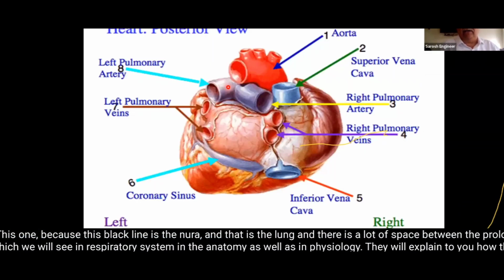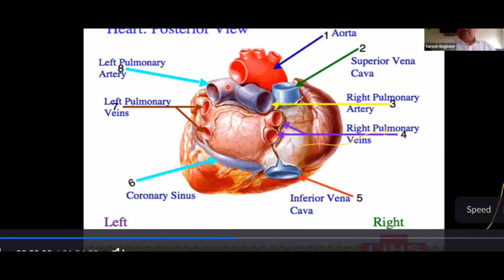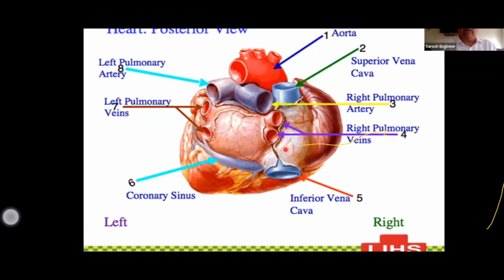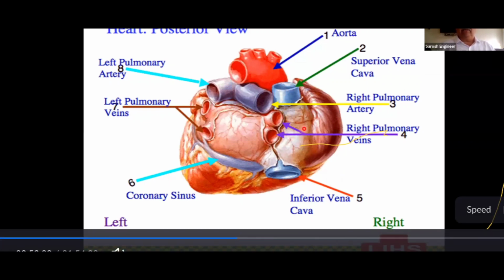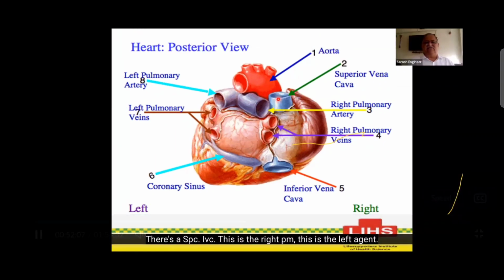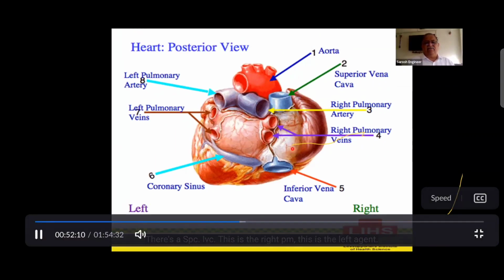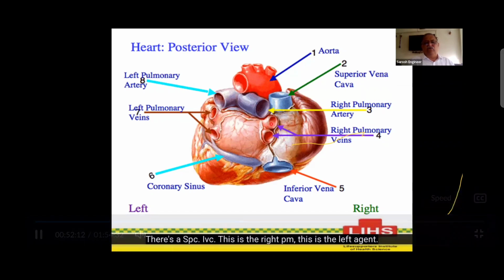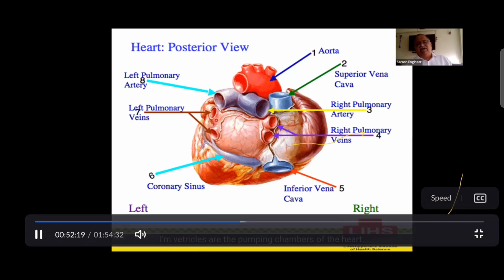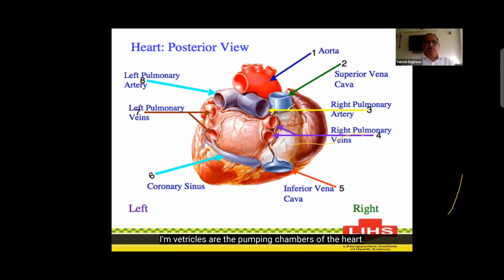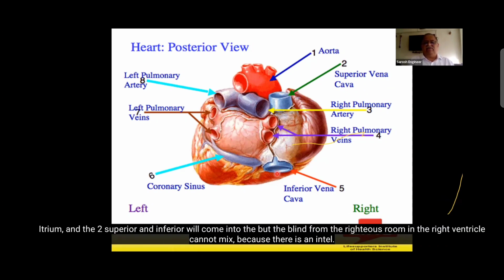This is the posterior view of the heart. In posterior view, of course, we are not going to do anything; this is just for explanation. This is SVC, this is IVC, this is the right atrium, this is the left atrium, because the 4 pulmonary veins are opening into the left atrium. Atrium is always the receiving chamber of the heart, and ventricles are the pumping chambers. So the 4 pulmonary veins will come into the left atrium, and the superior and inferior vena cava will come into the right atrium.